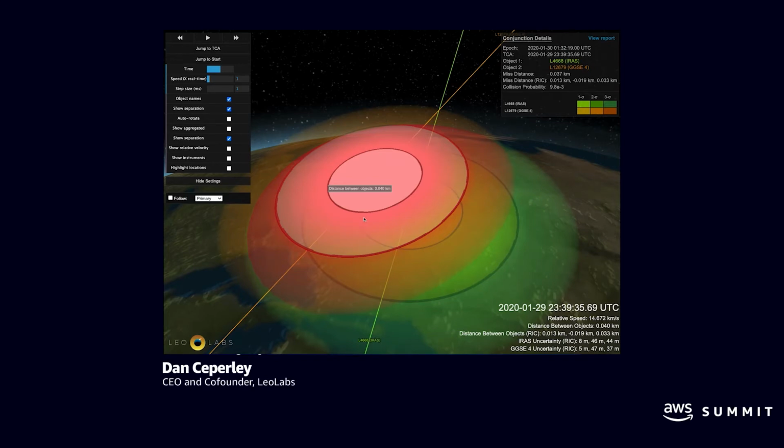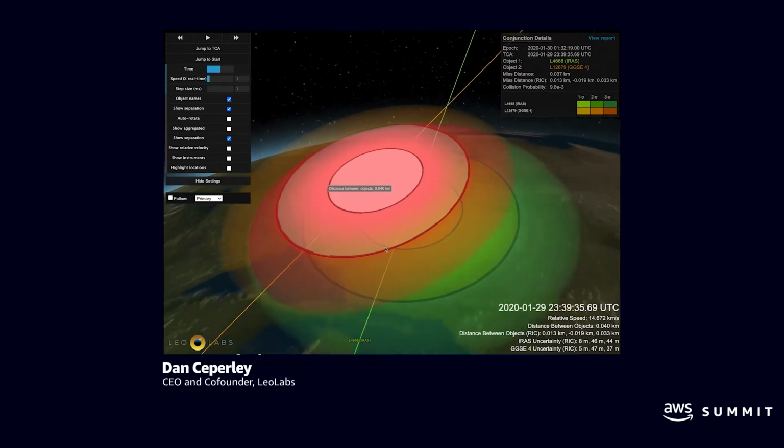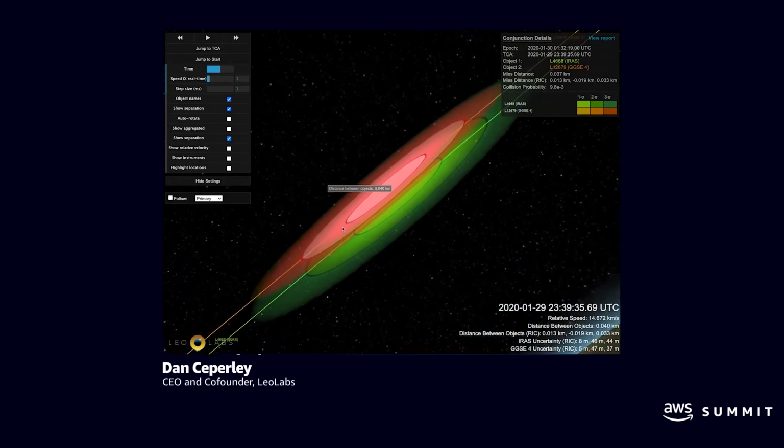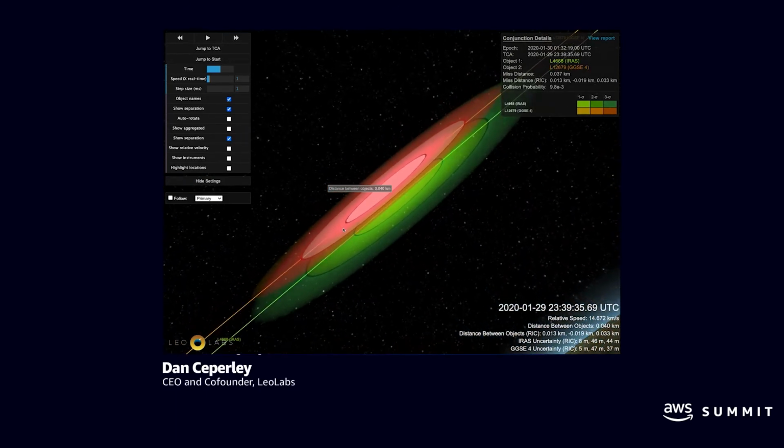That red area is the region of maximum overlap, or the most likely location of a collision. And you can see in this particular case, the two objects came very close. In the upper right corner is the miss distance. They missed by just about 40 meters, or closer than a football field. And in the lower right, you can see they were traveling about 14.7 kilometers per second relative to one another.